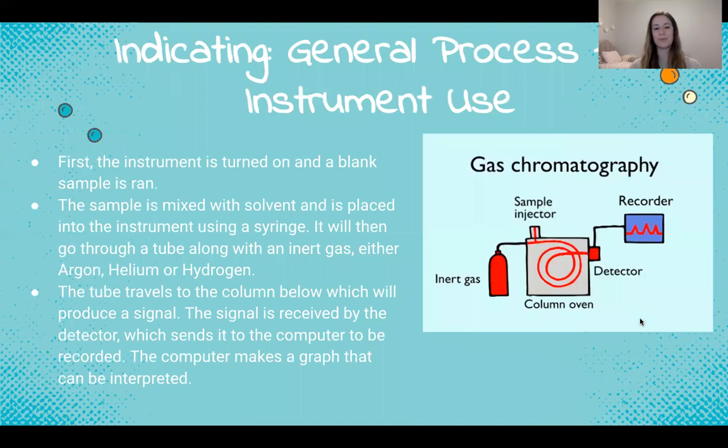Okay, so for the general process of using the instrument yourself, first you have to turn it on and run a blank sample to make sure that there's no error. And then the sample, you mix it with a solvent, and then you place it into the instrument using a syringe. And then it will go through a tube with the inert gas, and it will end up in the column, which will produce a signal that is sent to the detector. And then the detector sends the signal to the recorder, which is normally a computer, and the computer will make a graph that we can interpret.